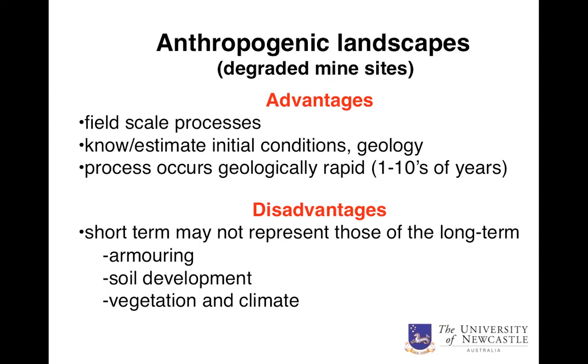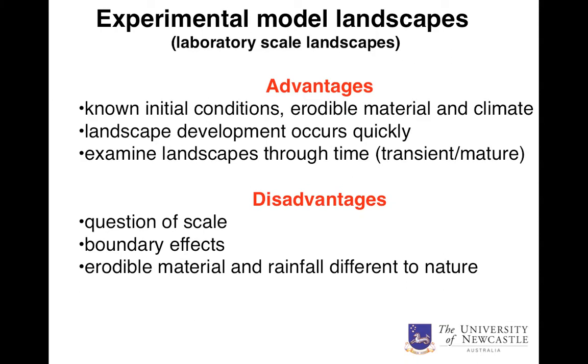Right? And the disadvantages are that the short-term processes may not necessarily be representative of those that are happening in the long term. So often we're seeing rapid development of armouring. We don't necessarily see soil development because we just haven't got the timescales. And vegetation and climate are often not changing too much over the tens of years. But in the long term, vegetation and climate are all going to change.